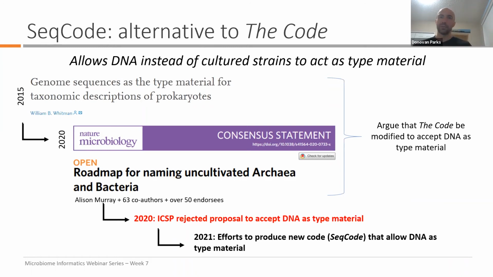Now, unfortunately, in 2020, the ICSP, the committee that governs the prokaryotic code, rejected the proposal to accept DNA as type material. There are very good arguments for doing that. The main one, I believe, is that we would like to have type material in culture so that biologists can go to their culture collections, order these, get them in their lab and do actual biological experiments on them. So there is certainly a rationale for not using DNA as type material.